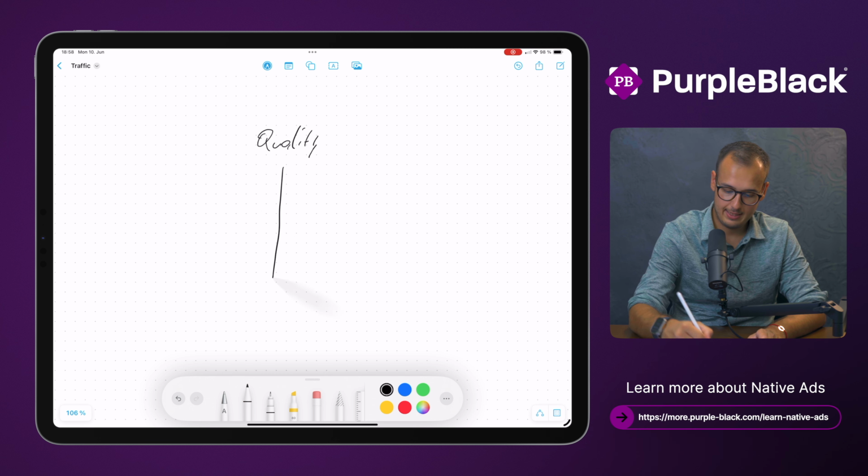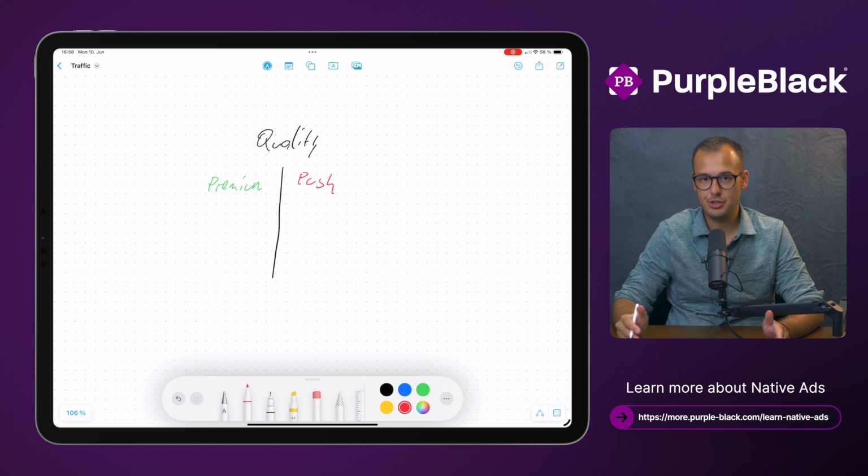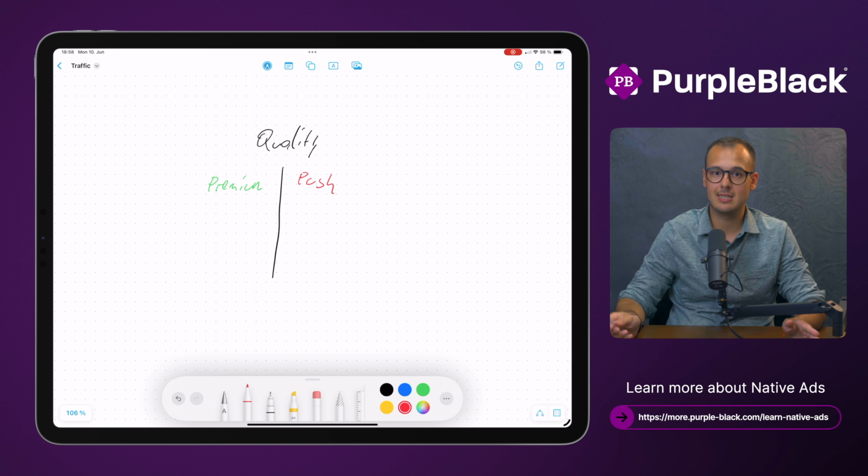Premium and push. And again, as mentioned, push is usually very, very cheap. Push is usually not converting. On the other hand, with premium you have more competition, and of course the CPCs and CPMs are more expensive. However, I know almost no real offer, no legit offer, which is working well on push traffic.